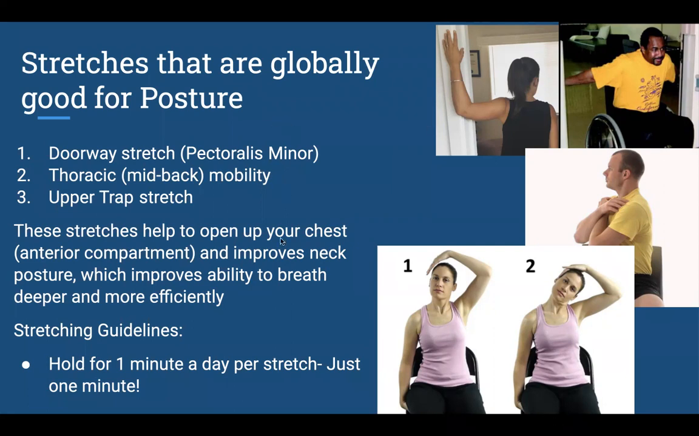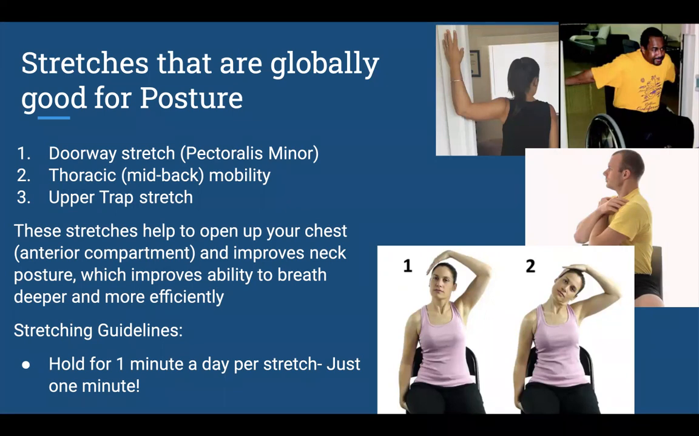The second one that we can do is called thoracic mobility. If you remember from back at the beginning, your thoracic spine, that's that middle part of your back. Our thoracic spine is responsible for quite a lot, but it can also get really tight in most people, especially people who are sitting down a lot. So what we can do is help with a little bit of thoracic mobility with some exercises.